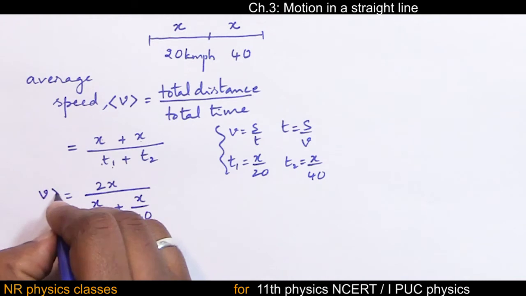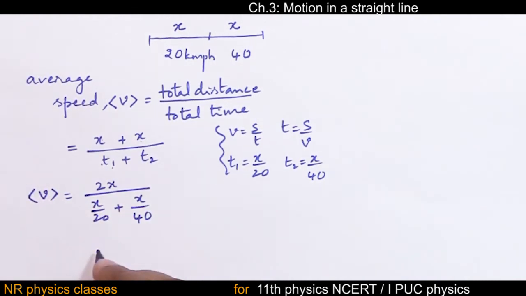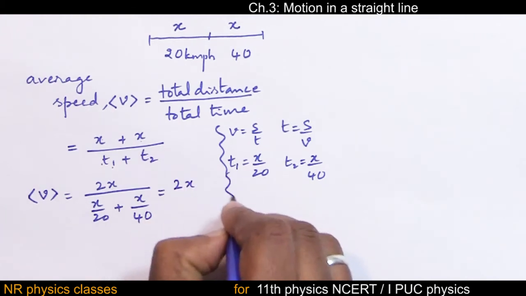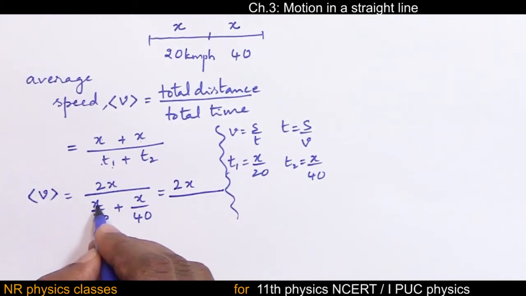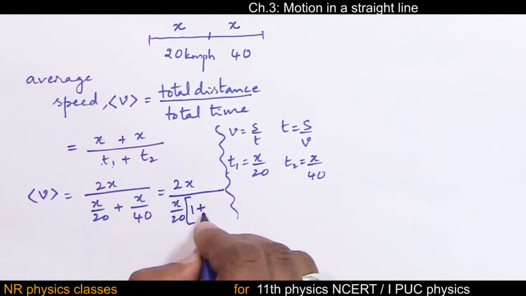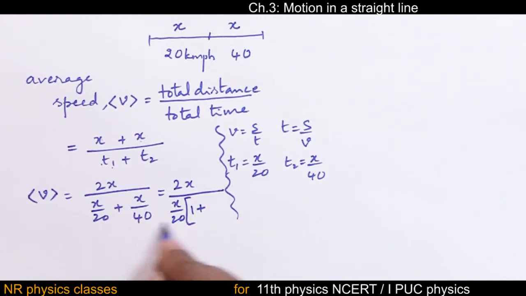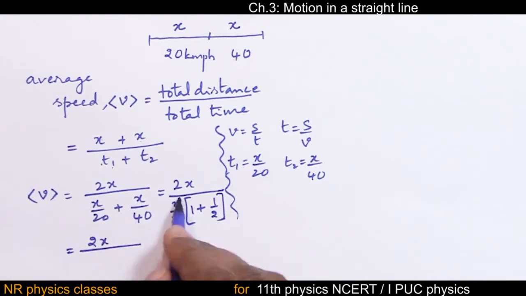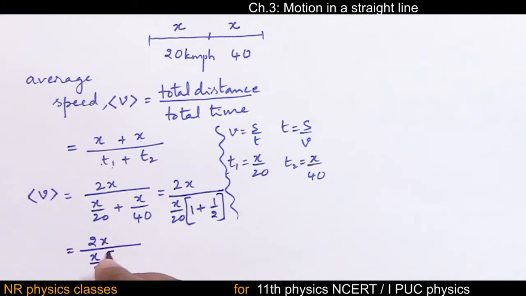This is the average speed, equal to 2x in the numerator. In the denominator, let me take x by 20 as a common factor. Remaining is 1 plus 1 by 2, which is 3 by 2. So 2x divided by x by 20 times 3 by 2. The x cancels, the 20 goes to the numerator, 2 into 20 is 40, and this 2 also goes to the numerator. So 40 by 3.